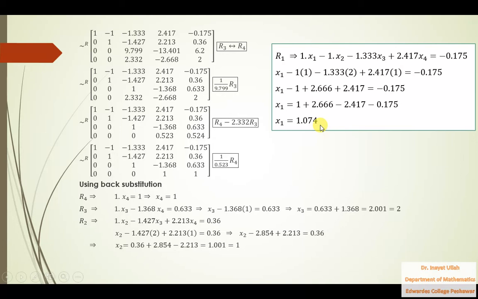So this is the value for x1, that is for x2, this is for x3, and this is for x4, which is actually the solution of this system of equations. So this is the process to be followed in the partial pivoting technique to obtain the solution of a system of equations.